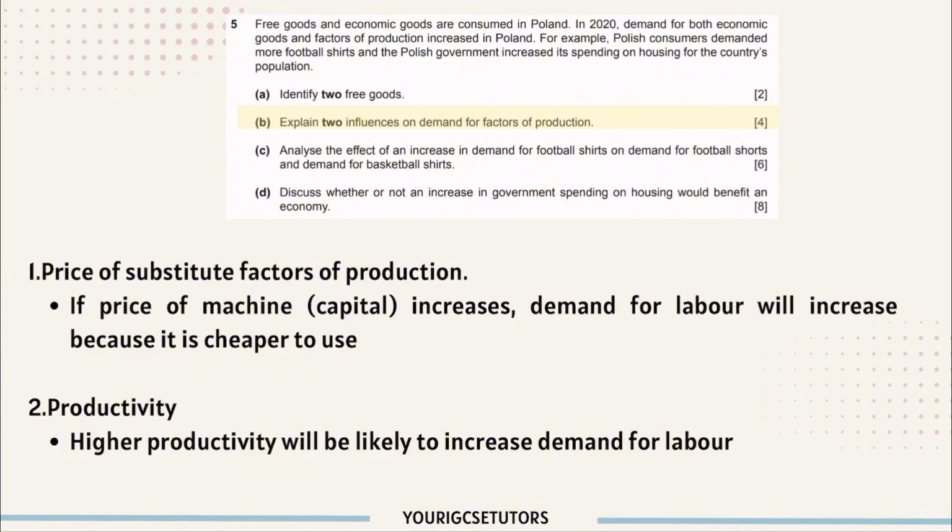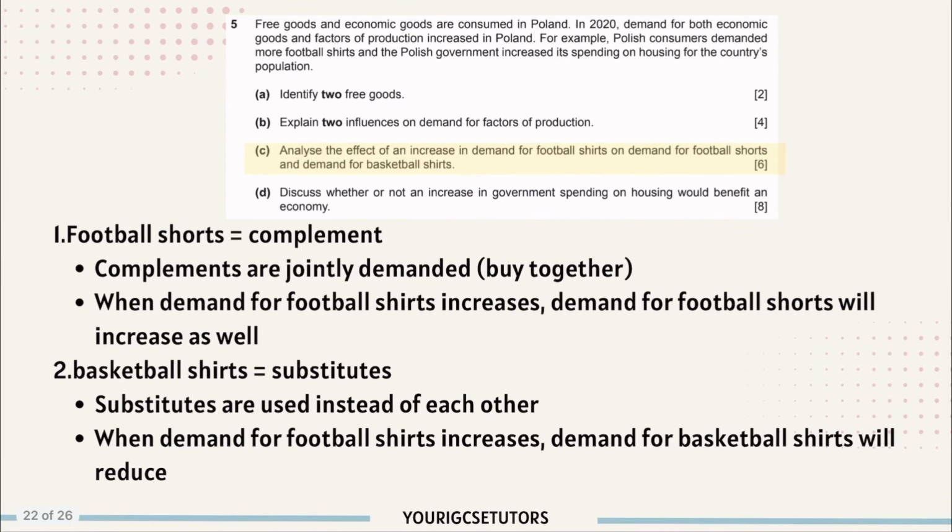So this means that when the price of machine increases, the demand for machine will go down, and demand for labor, because it's a substitute, will increase. Okay. Second, about productivity. So higher productivity will be likely to increase the demand for labor. Alright, let's move on.